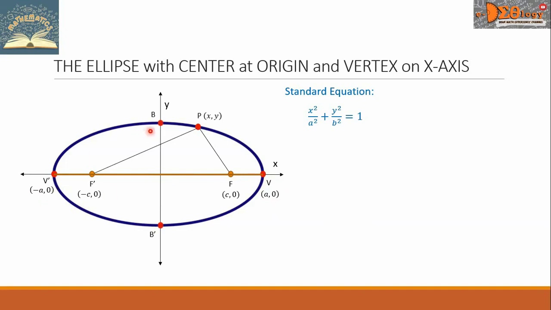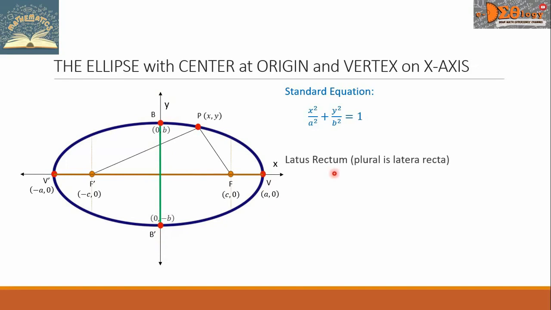Next are the points B and B prime. These are the points where the ellipse touches the y-axis. Now, the line segment, this is the green one, connecting B and B prime is called the minor axis, and we let this be 2b. Then the coordinates of the points B and B prime are (0, b) and (0, negative b) respectively.